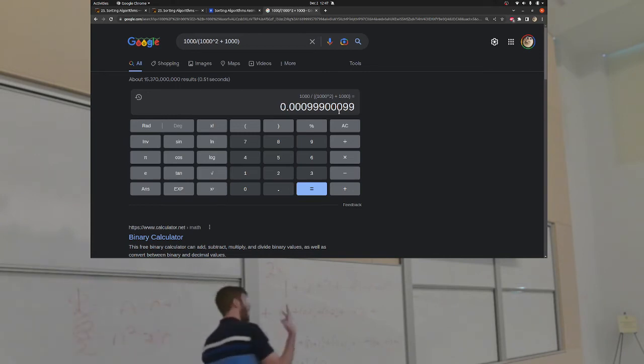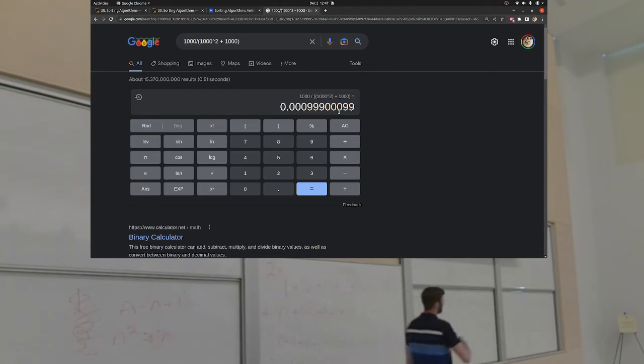So we saw 3 sorts. We saw selection, which is when we go through the list to find the current smallest element and append it to the end of our sorted list.